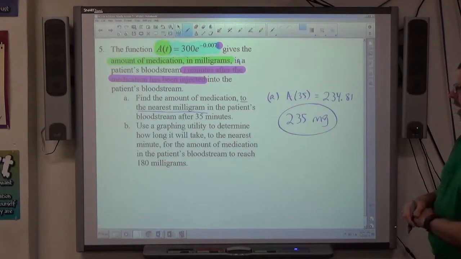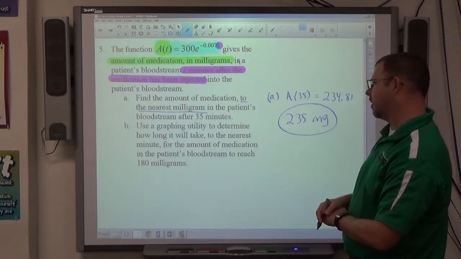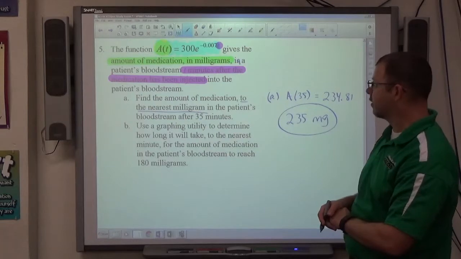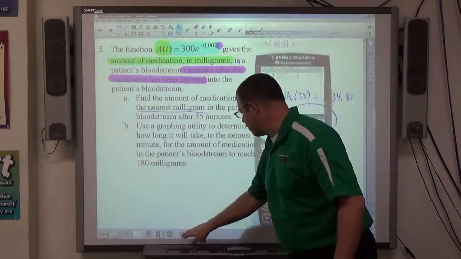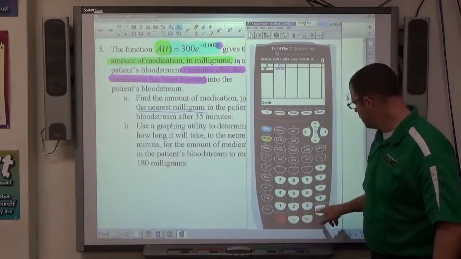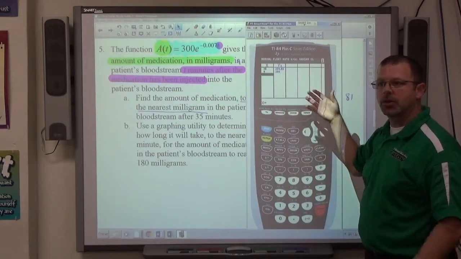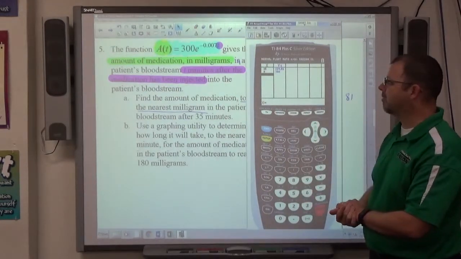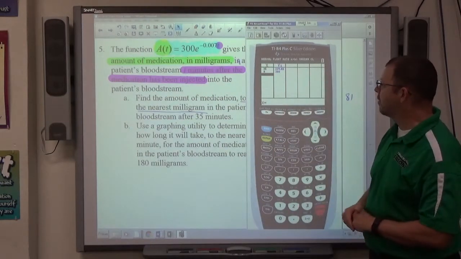I'm fine with this number being on your paper, just make sure you've rounded it correctly on your answer that you circle. Use a graphing utility to determine how long it will take to the nearest minute for the amount of medication in the patient's bloodstream to reach 180 milligrams. So, if I just look at my stuff here, at 0 minutes, I can see that we're at 300. After 35 minutes, we're down to 235, so it's decreasing through time.